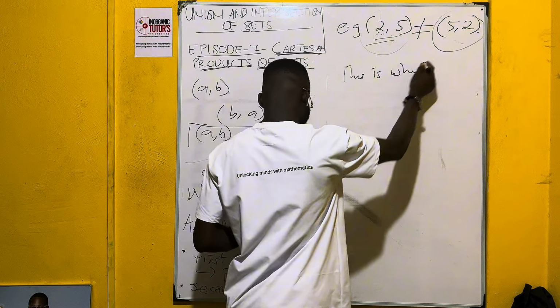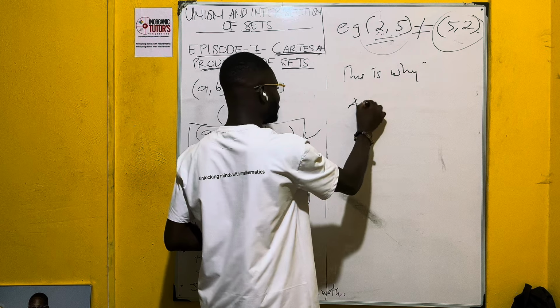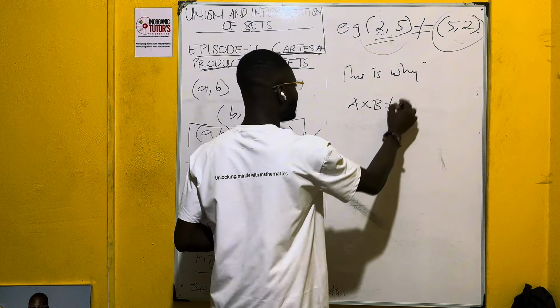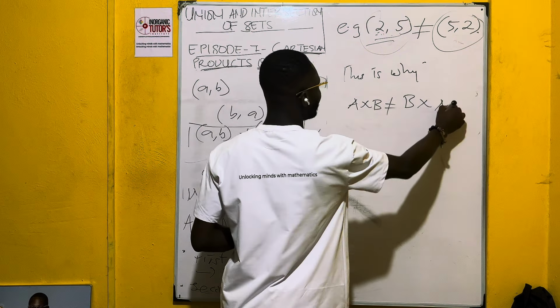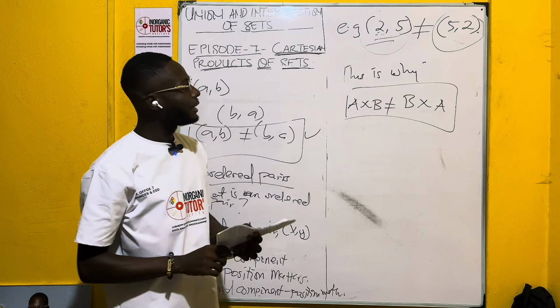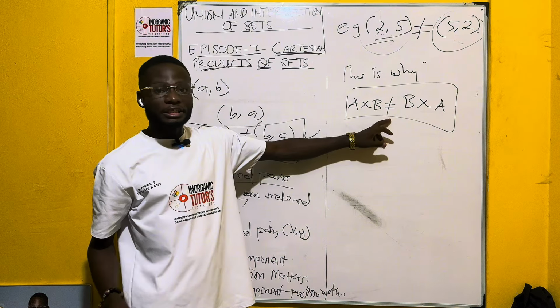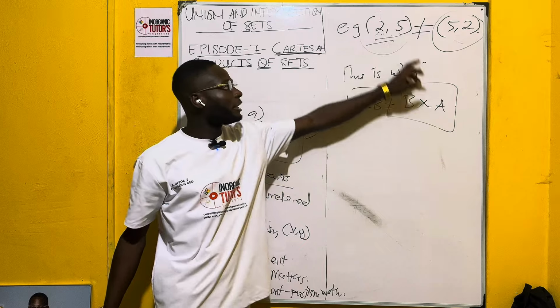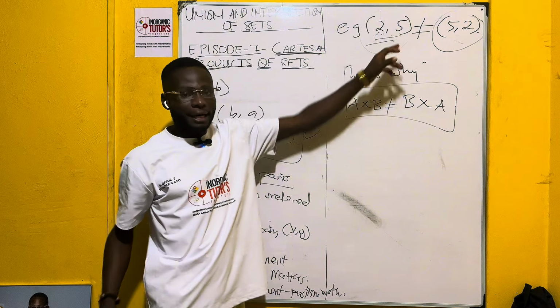This is the reason why A cross B is not equal to B cross A, right from here.